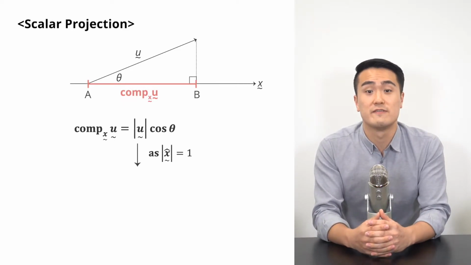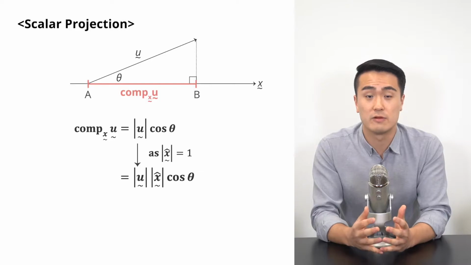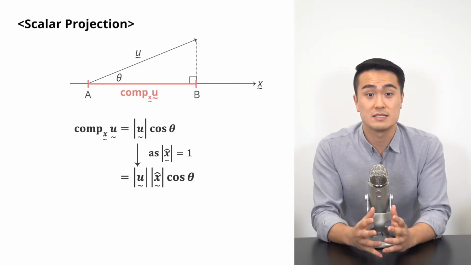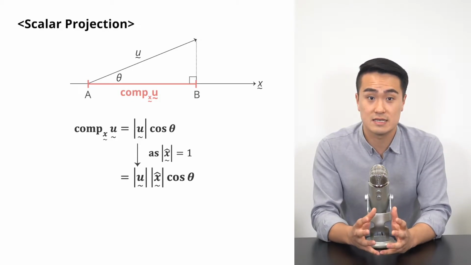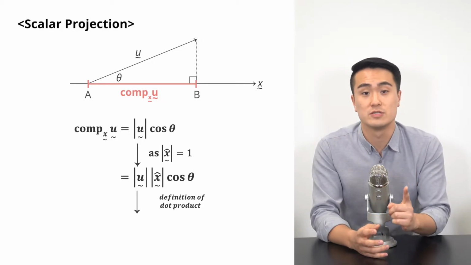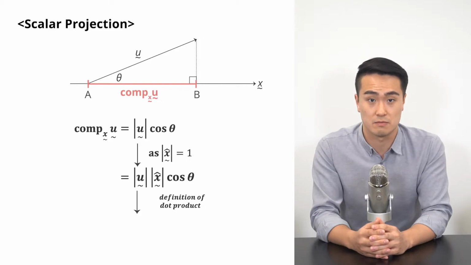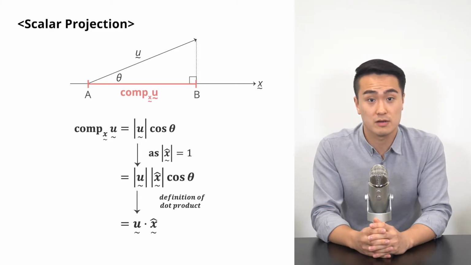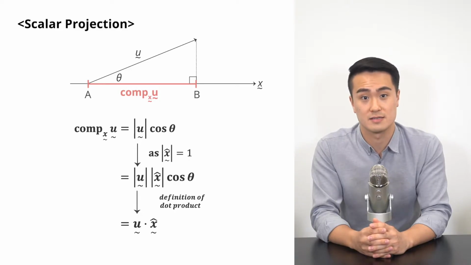As the length of a unit vector is 1, we can multiply it without changing the value of the expression. The reason why we do this is because whenever we see cos theta with vectors, we always want to try and relate it to the definition of a dot product. That expression is just equal to the dot product of u and the unit vector of x.